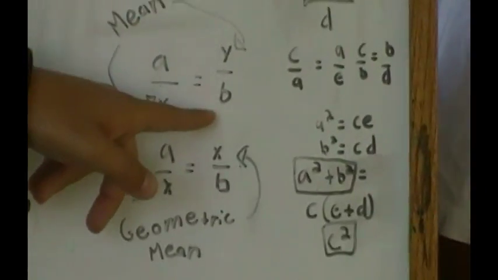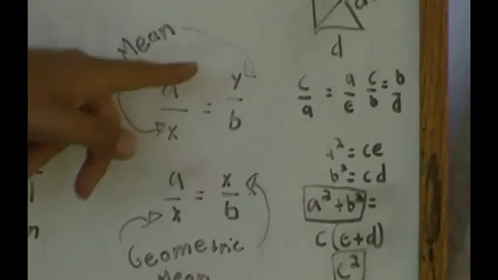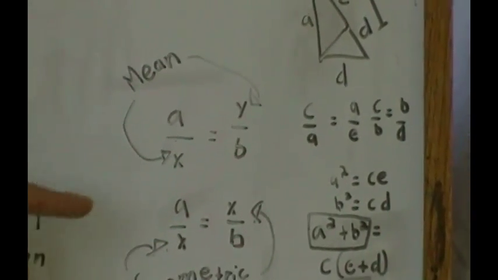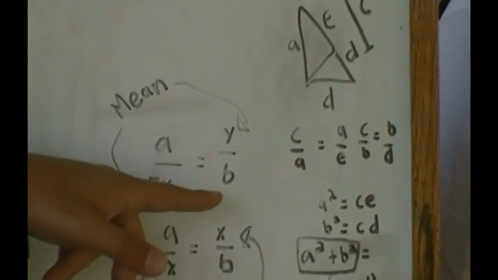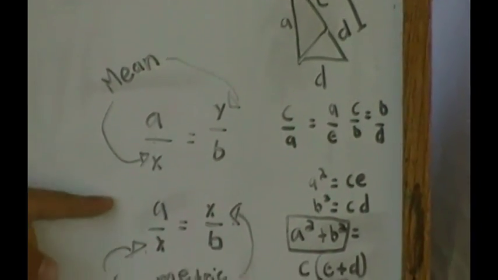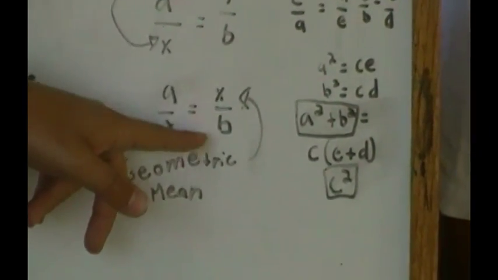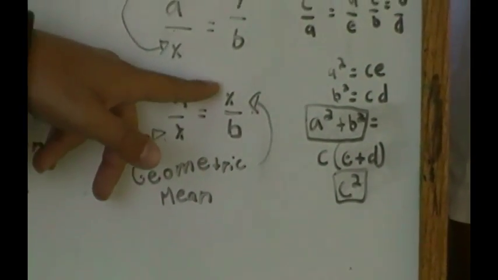Recall a over x equals y over b. The x and the y are the means. Now, if the x and the y are congruent and a and b are positive integers, then a over x equals x over b, making x the geometric mean.